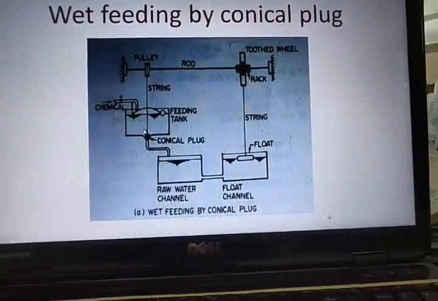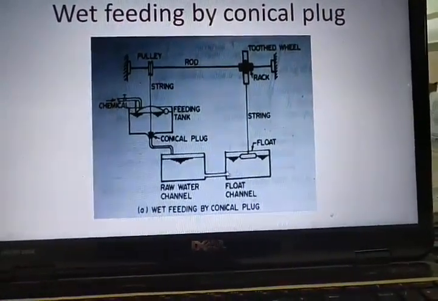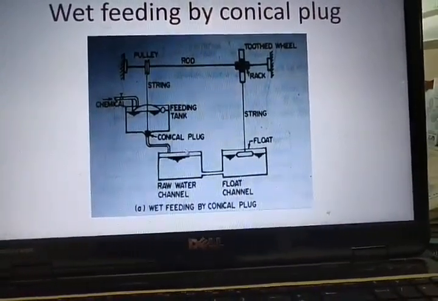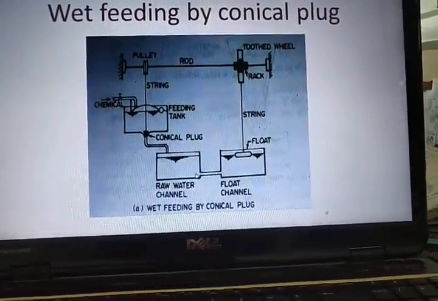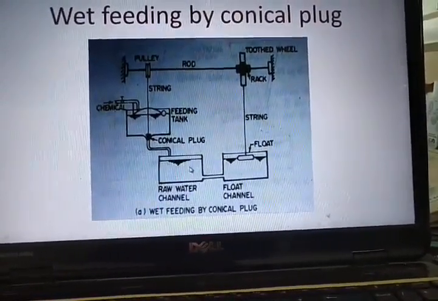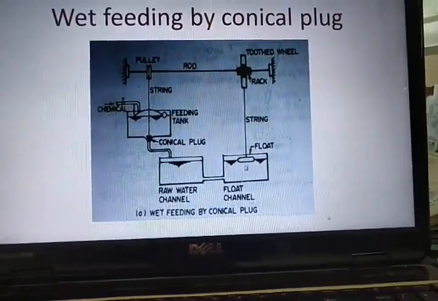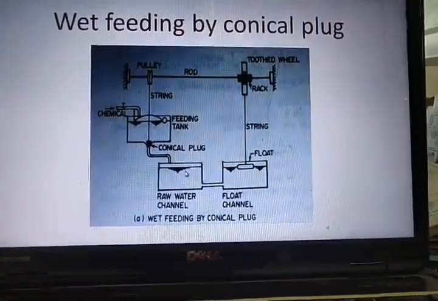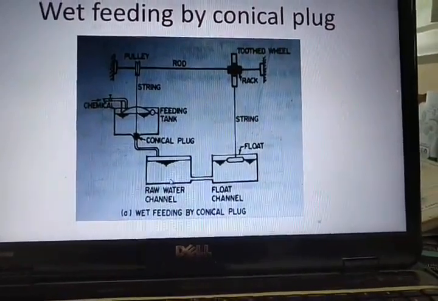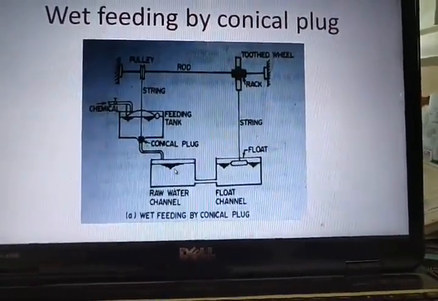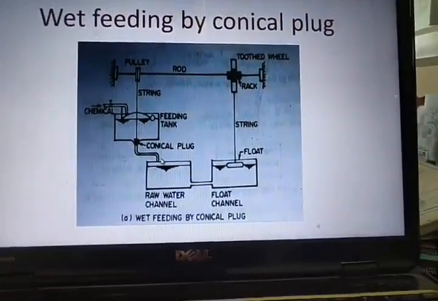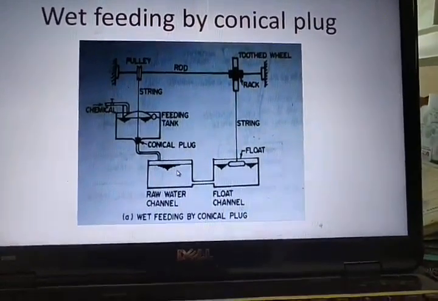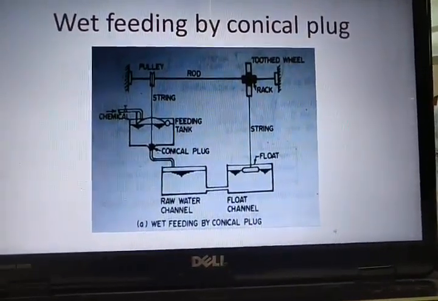So what happens if the quantity of raw water will be more into this, then this conical plug will be released in such a way that more amount of chemical flows into this tank till the water gets balanced. Similarly, if the water flow is less, so the float will be accordingly lowered or upward so that the water balance can be maintained. If the quantity of coagulant required is more, then more amount of coagulant is fed. If it is less, then the less amount of coagulant is released into the system. Okay, so this is another type of wet feeding device.